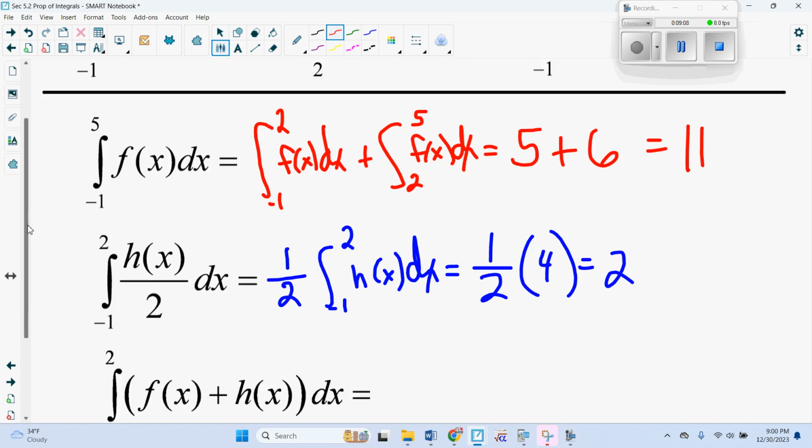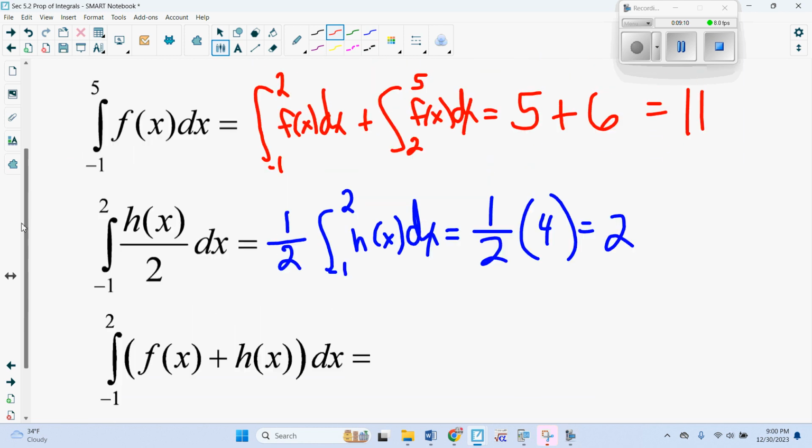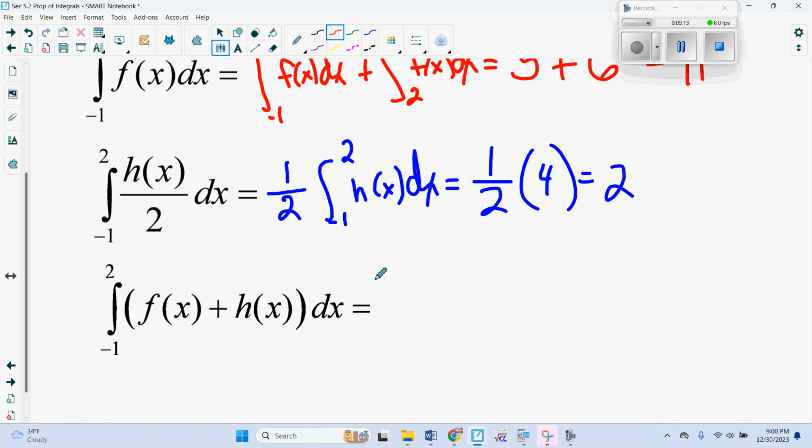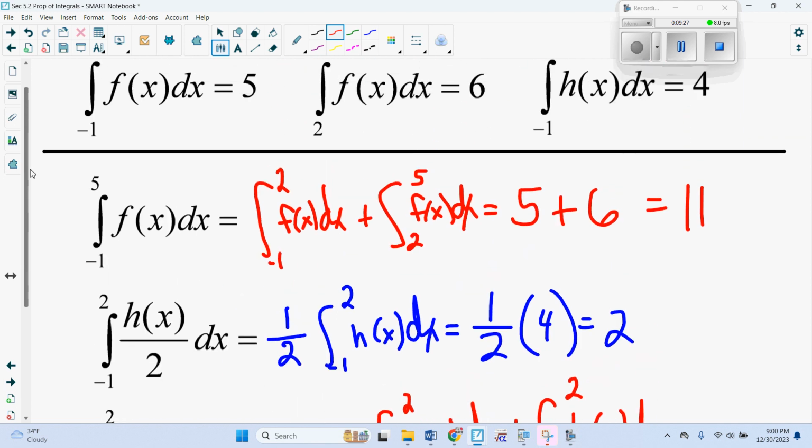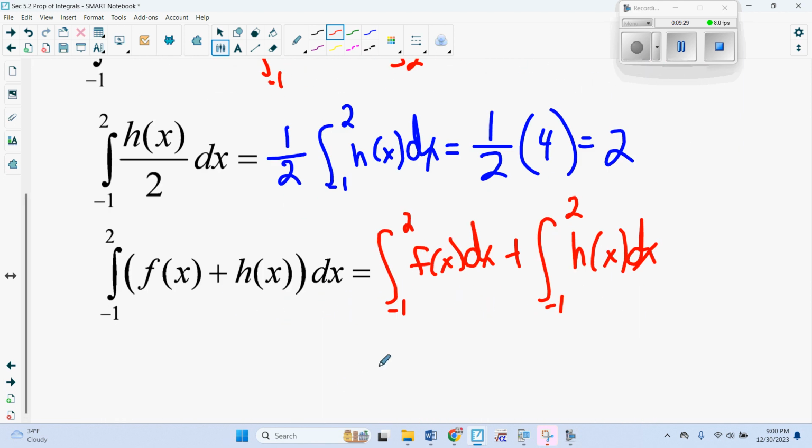And my last one is from -1 to 2 of f and h. So I can split this into two separate integrals. And my integral of f of x is 5, h is 4. So this would be 5 plus 4 equals 9. So that's just some practice of how we could use those properties. Let's try a couple more.